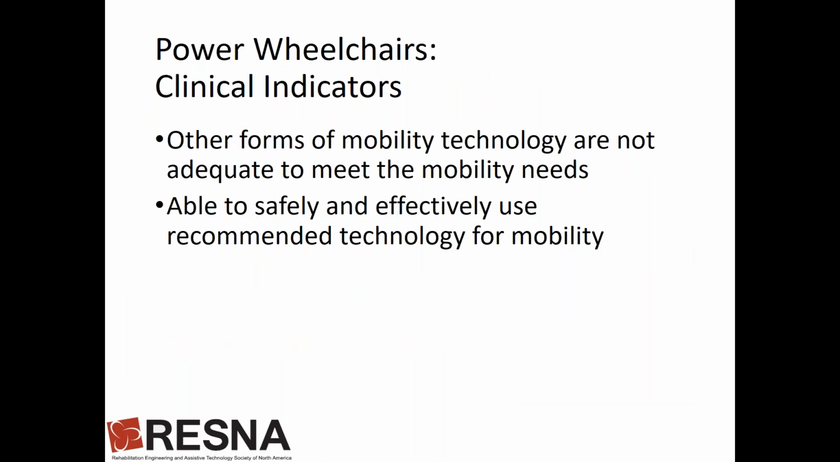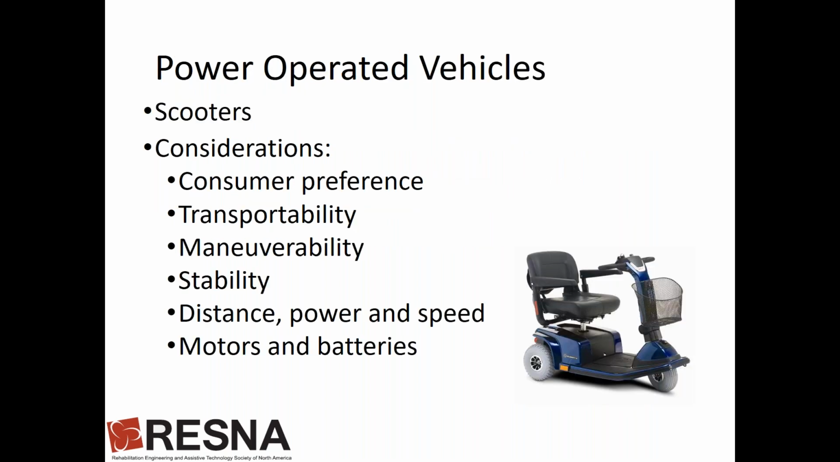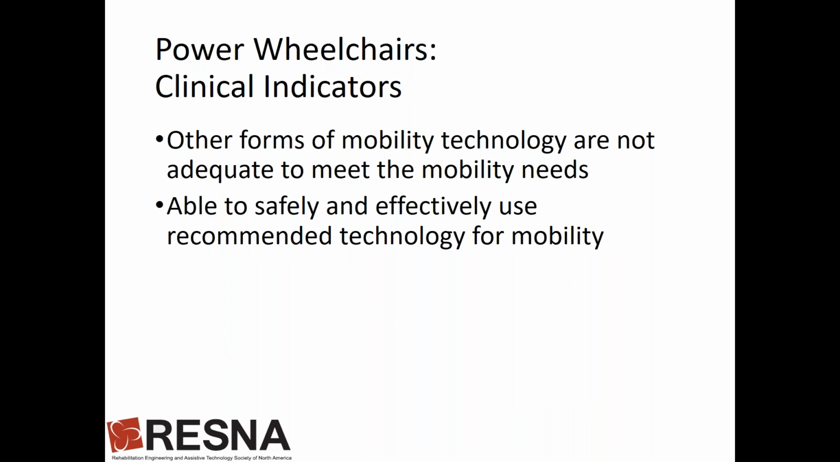So your clinical indicators are: you've ruled out manual wheelchair propulsion and you've ruled out any form of ambulation. You need to show that the person can safely and effectively use the scooter. Okay, power wheelchairs: you cannot safely use any manual wheelchair, any power add-on, or any scooter. You need to be able to show the person can safely and effectively use power wheelchairs for mobility.